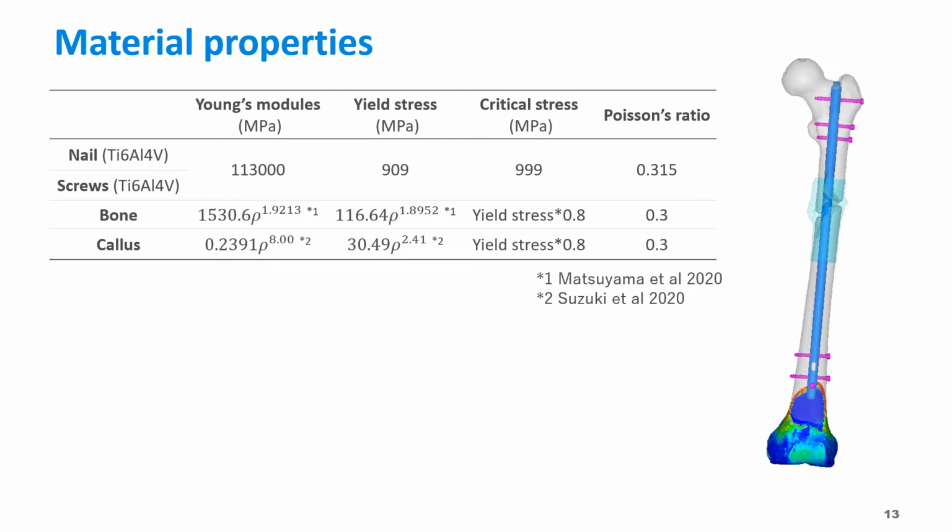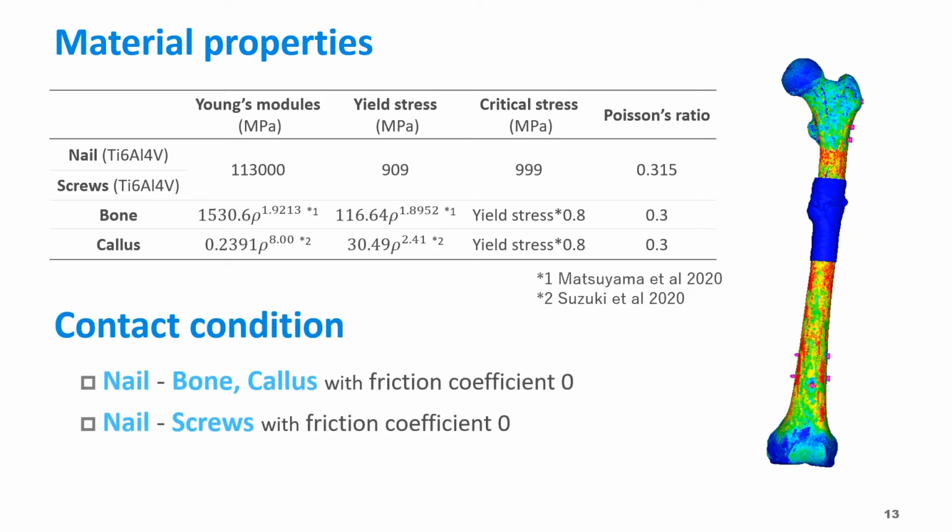For bone and callus, inhomogeneous material properties were assigned according to the equations obtained in research at Chiba University. The upper density limit of the artifact region is set for cancellous bone and cortical bone respectively, based on the density distribution of the healthy side. Contact conditions are set between nail-to-bone callus and nail-to-screw with friction coefficient 0.